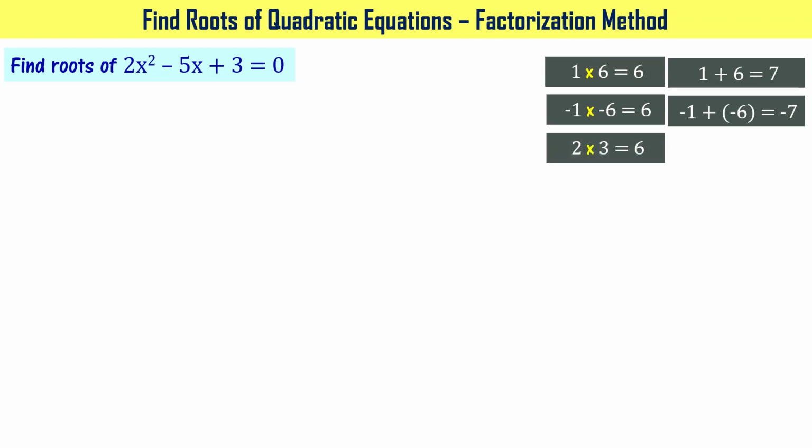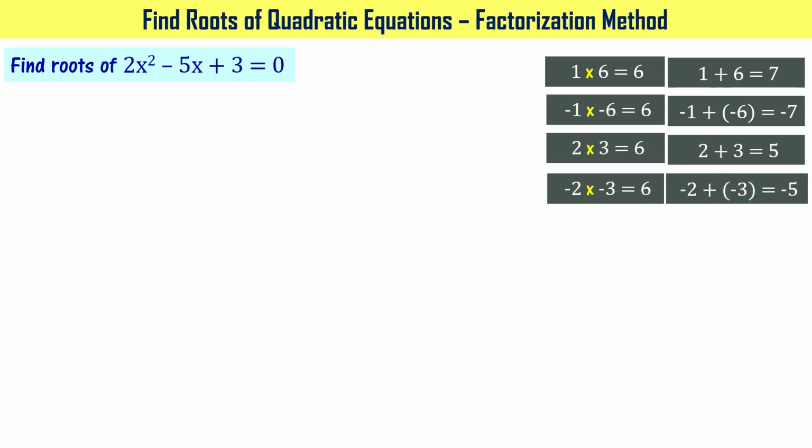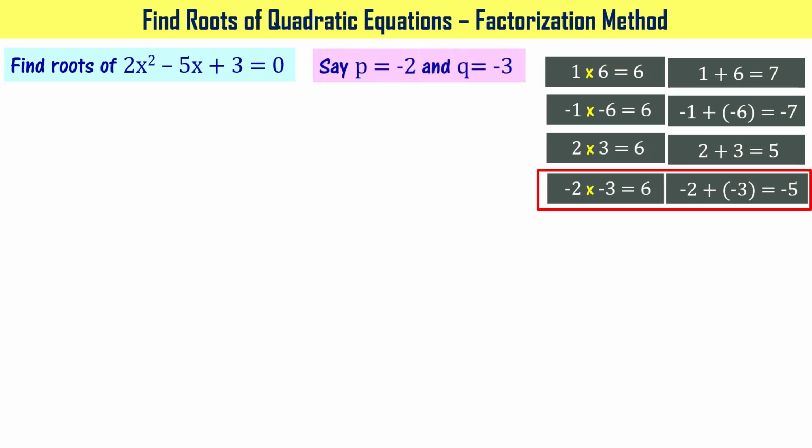6 can be written as 2 times 3. Their sum is 5, whereas we require it to be minus 5. So now 6 can be written as minus 2 times minus 3. Their sum is minus 5. It meets our requirement. Hence we say that p equal to minus 2 and q equal to minus 3, right?